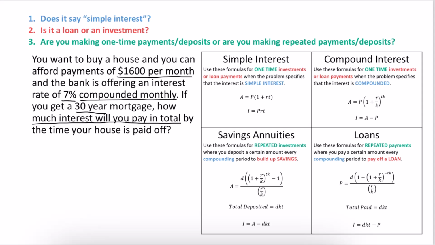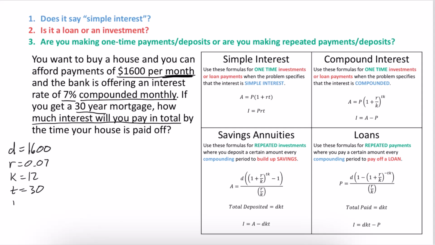Okay, so in this problem, the $1,600 is our monthly deposit. The bank is offering an interest rate of 7%, so that's 0.07 for R. The fact that it's compounded monthly tells me K equals 12. Also, this fact also tells me that K is equal to 12 because I'm making my payments on a monthly basis. And then the amount of time is 30 years.